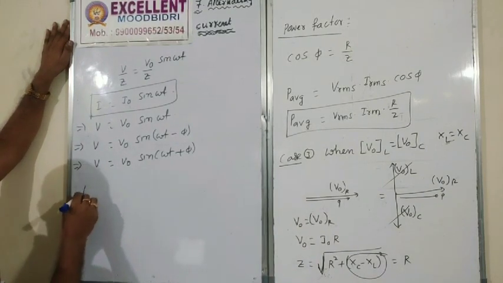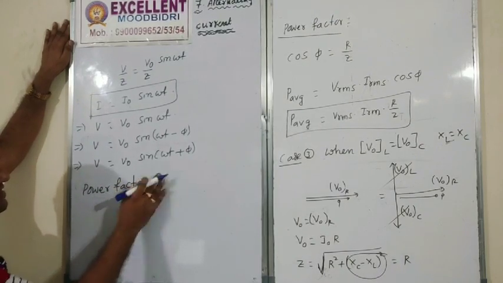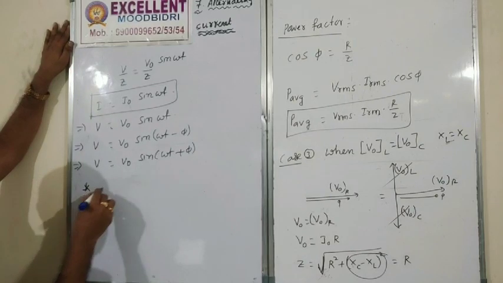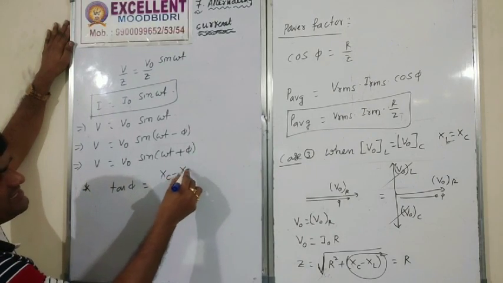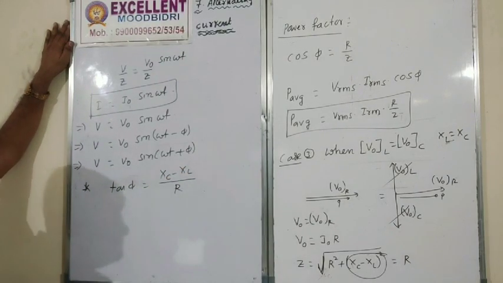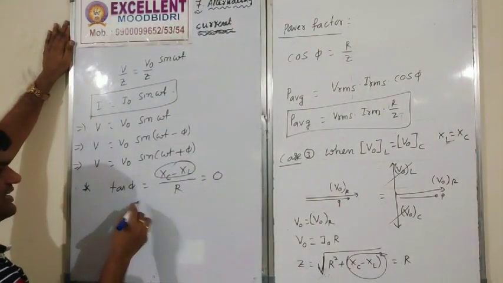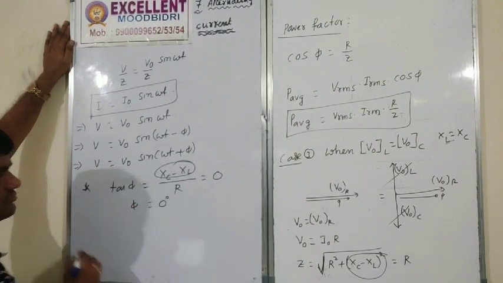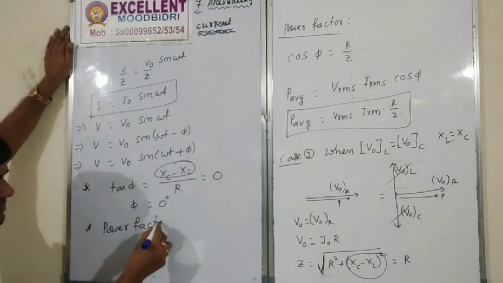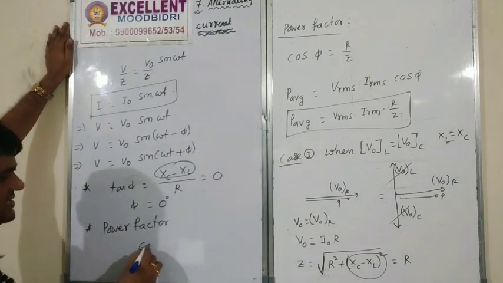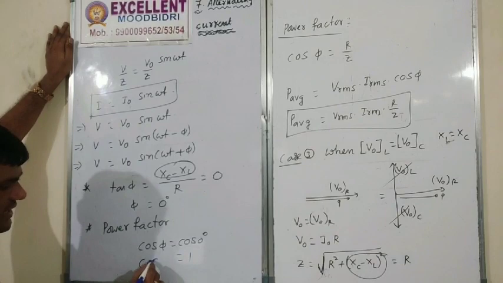Right. So next, power factor. Before that, tan phi is required, no? For the third case, tan phi is equal to XC minus XL by R only. Yes or no? This is 0. 0 by R is equal to 0. So tan phi is 0, so phi is equal to 0. Therefore, power factor. What is the power factor? Power factor is cos phi. Cos phi is equal to cos 0 is equal to 1.